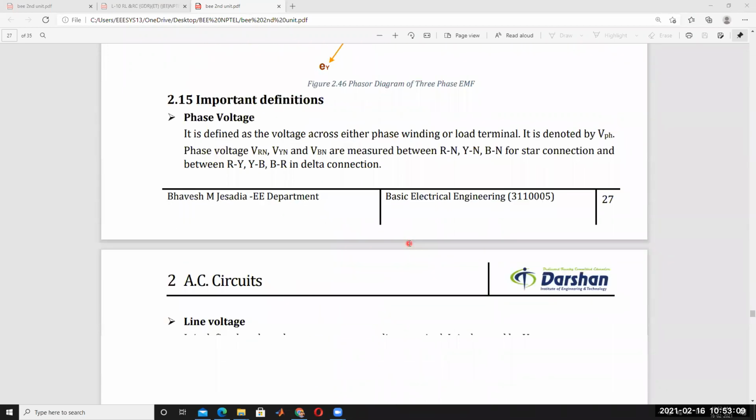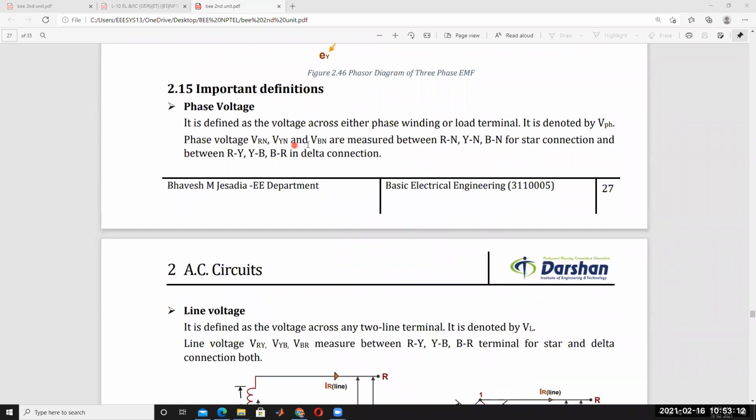Understood? So RN, YN and BN are measured between the R phase wire and neutral wire, the Y phase wire and neutral wire, and the B phase wire and neutral wire, for star connection. And between RY and YB we have the delta connection. I will show you later. So what is meant by star and what is meant by delta? These are called star connection. For delta connection, the voltage between two phases is the phase voltage.